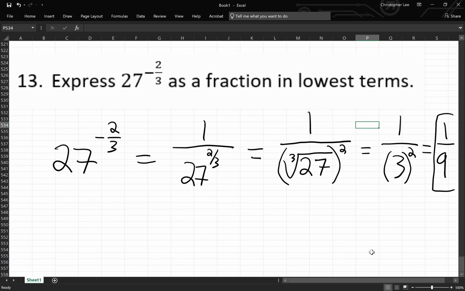You have to square it, right? You could square it first and then do the radical. But that would make it a lot harder. Like imagine 27 squared, that's some big number. Then you're going to cube root that to get 9.